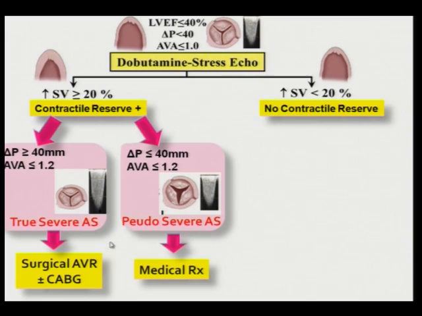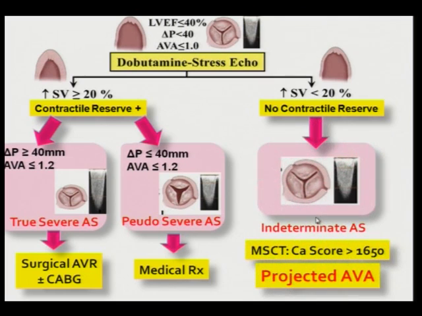If there is a true severe aortic stenosis, we will subject them to surgical AVR or CABG, or we can subject them to transcatheter aortic valve replacement by percutaneous technique. If there is a pseudo-severe aortic stenosis, the stenosis is not severe, and the lack of increase in the gradient is because of the LV dysfunction, and we will put this patient on medical treatment.